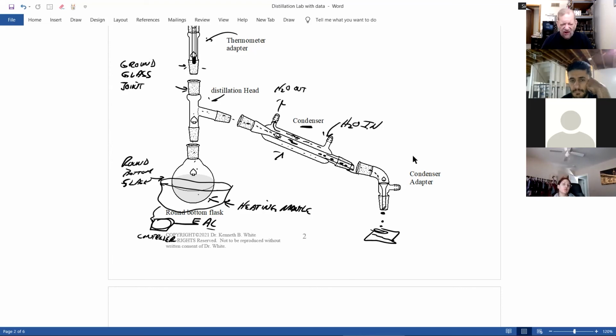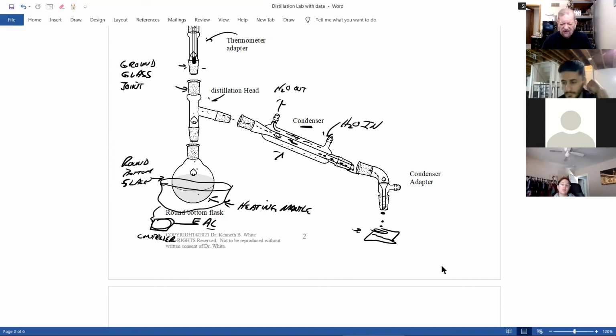And by doing this slowly, if you have a mixture of things, one thing will boil off and you collect it, change this, and when the next thing comes over, the temperature goes to a different level, and you collect it when it levels off. And that's called a fractional distillation, which we won't be doing, or you wouldn't be doing.